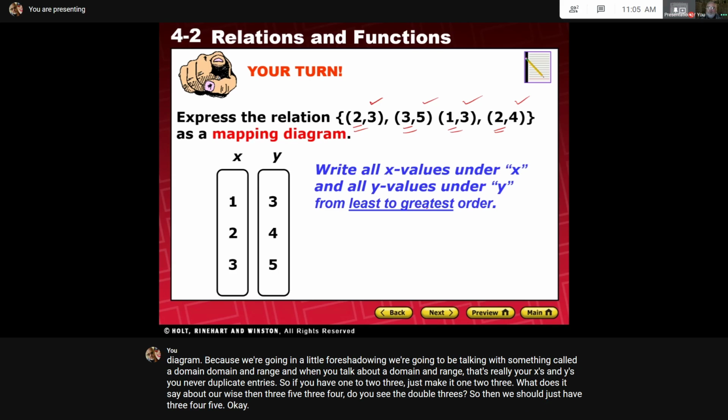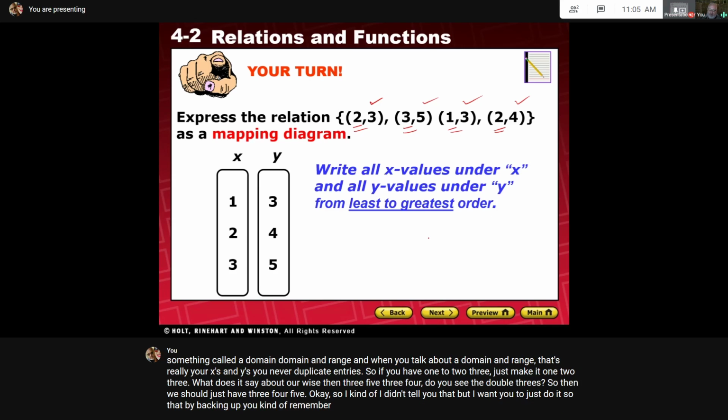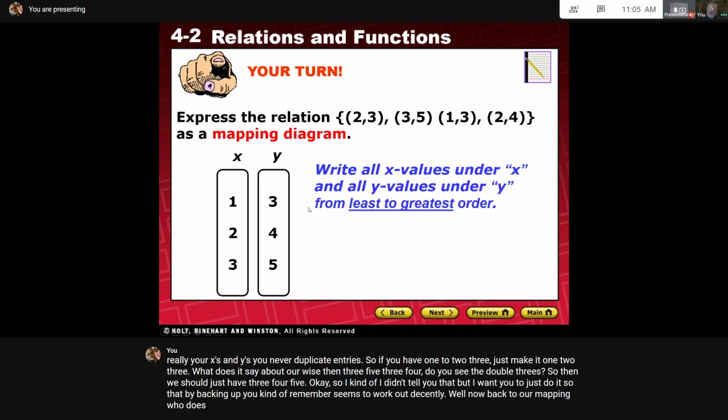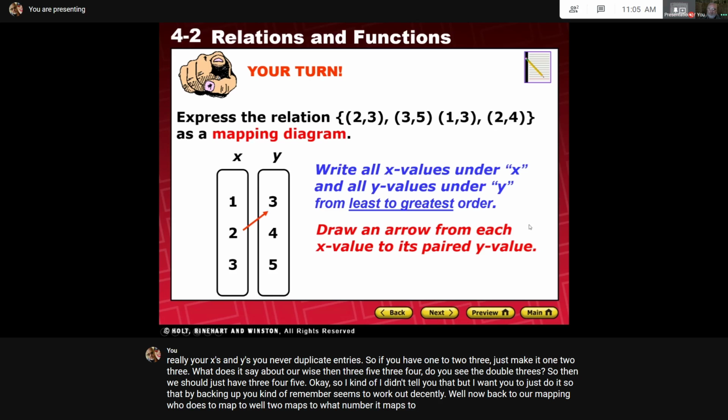Okay. So I didn't tell you that, but I want you to just do it so that by backing up, you kind of remember. It seems to work out decently well. Now, back to our mapping. Who does 2 map to? Well, 2 maps to what number? It maps to 3. Good.